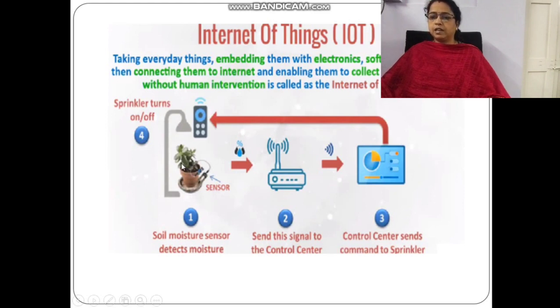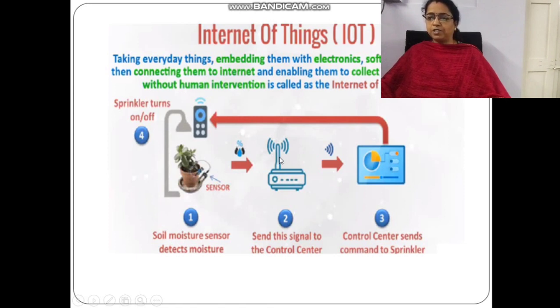So here there is a small plant and sensors are connected in the pot. This soil moisture sensor detects the moisture. So a soil moisture sensor is connected to this plant which is put in this pot, and that sensor is going to sense the moisture level in the sand that is there in the pot.